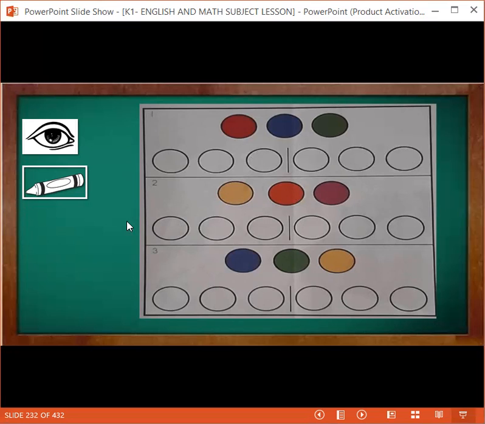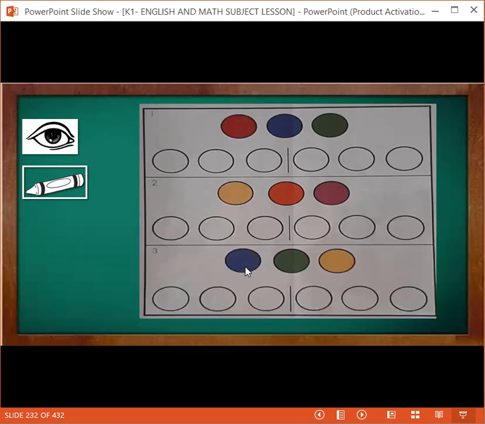Okay. Next row for number 2, we have here yellow, the first circle, second circle orange, and the third circle pink. Now I want you to color the first circle yellow, second orange, third circle pink. While on the other side, yellow, orange, pink. That is on the second row.